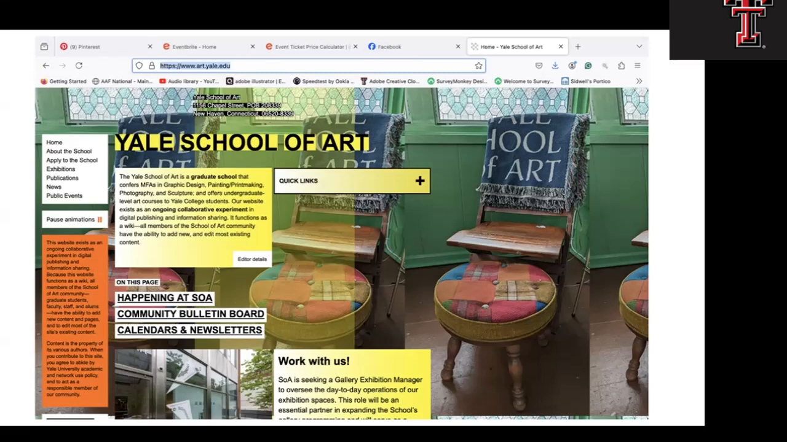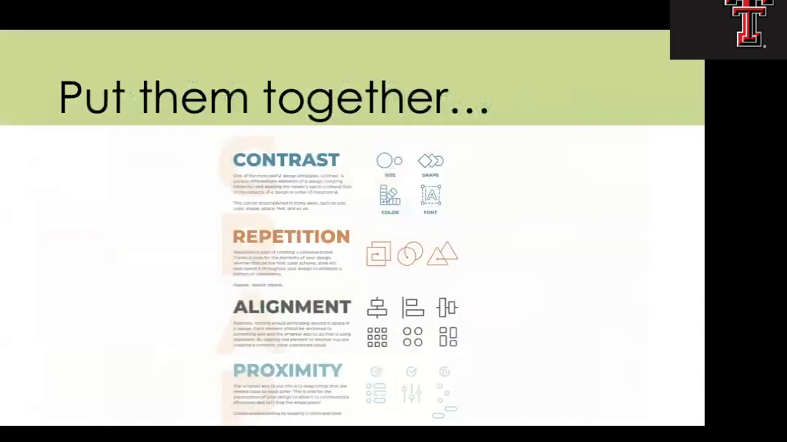I haven't Googled it this morning, but when I made this PowerPoint, I did Google it, and this was the screenshot that I had. It's just not designed well at all. You'd think art students would do a little better, but anyway. So you put all of those together and you got contrast, repetition, alignment and proximity. So just remember, good design is crap.